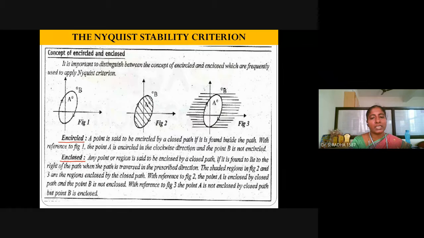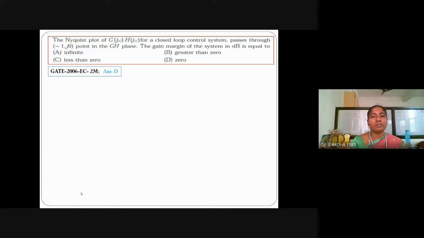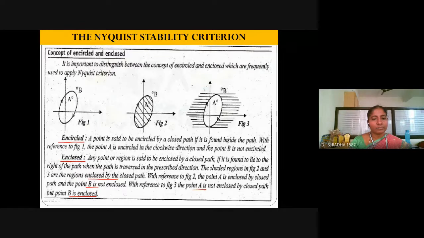The shaded regions in figure 2 and figure 3 are the regions enclosed by the path. Shading means enclosed. With reference to figure 2, point A is enclosed by the closed path and B is not enclosed. With reference to figure 3, point A is not enclosed, B is enclosed, because shading is called enclosed. In this slide, the diagrams are representing enclosed. Encirclement means a point is said to be encircled by a closed path if it is found inside the path.